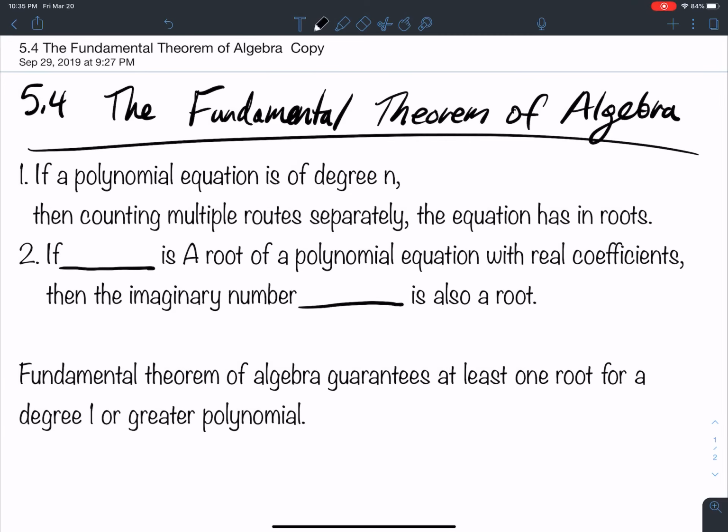So we got 5.4. This section covers the fundamental theorem of algebra. So some properties of roots of polynomials, polynomial equations. Okay. So these two bullets are properties of roots of polynomial equations.